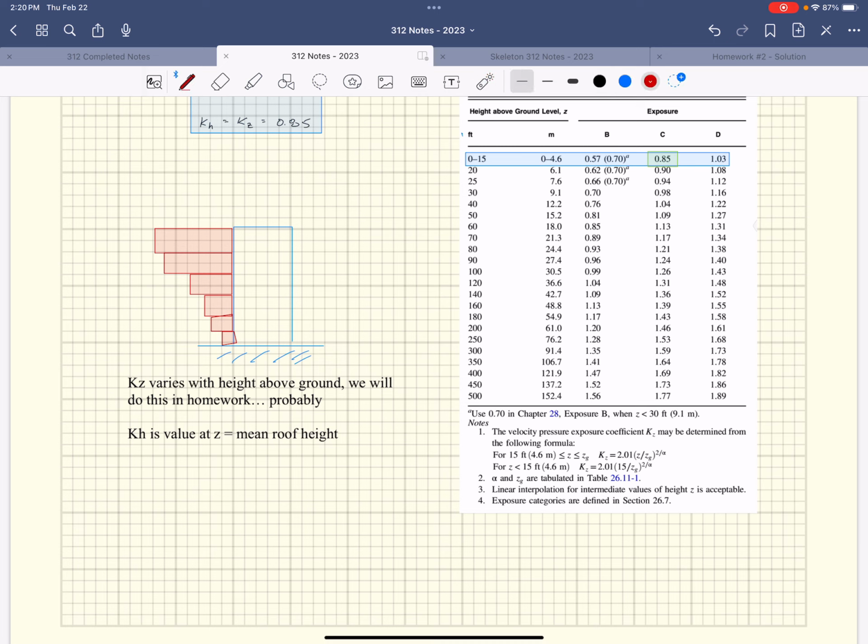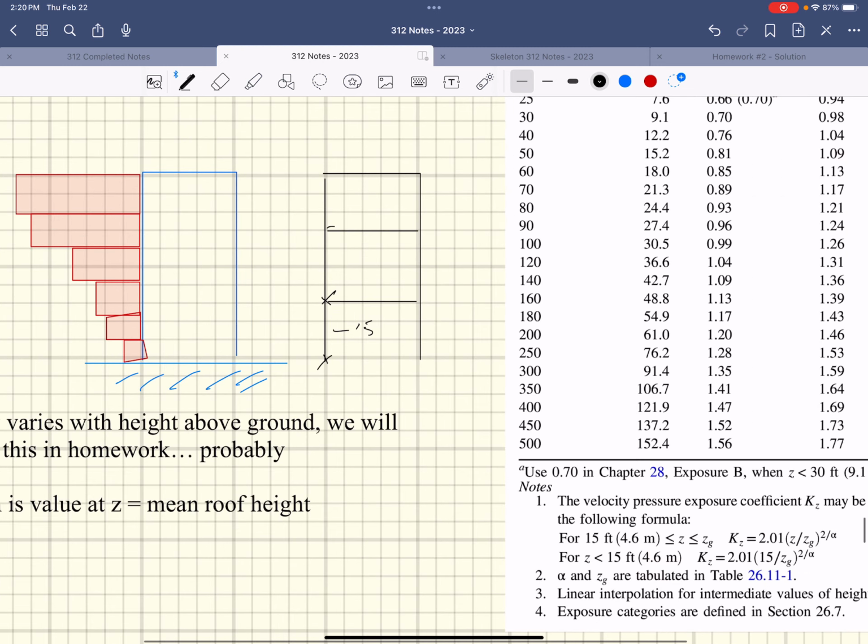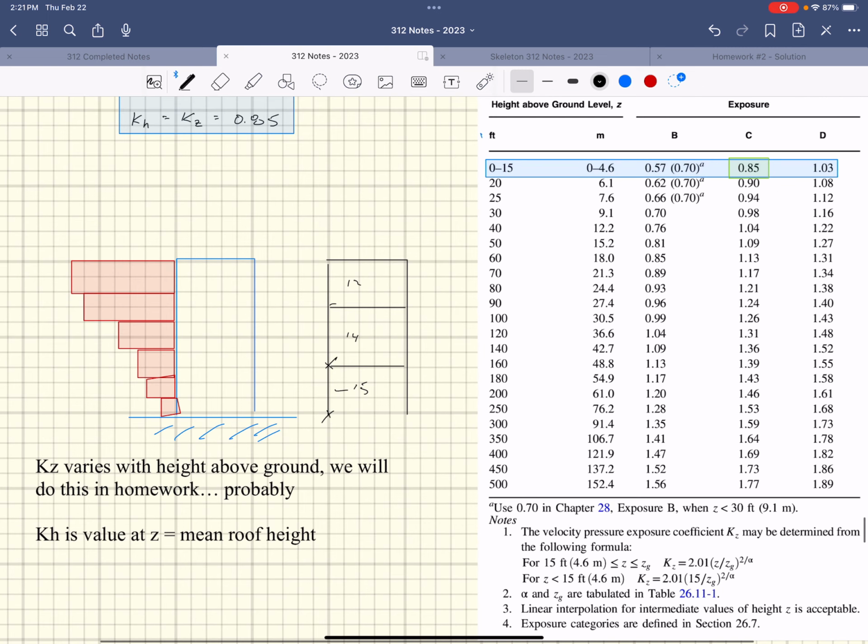If I was at a floor, I think we have a 3-story structure, something like this. I think this is 15 feet, that right there is 15 feet. And then this one right here was 14 feet, and then this one was like 12 feet or something like that. So I said, I'm going to calculate what Kz is at 15 feet. So I'm going to have a value for that, 0.85.